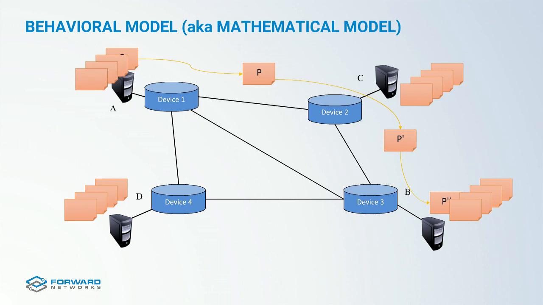So as you can imagine, if we were to naively enumerate every single possible packet arriving at every interface of every device, and then determine how the network would forward, transform, or drop it, this problem would basically be intractable. Now the trick here is to perform this analysis on a class of packets and scale it using algorithms and mathematics, hence the name mathematical model.